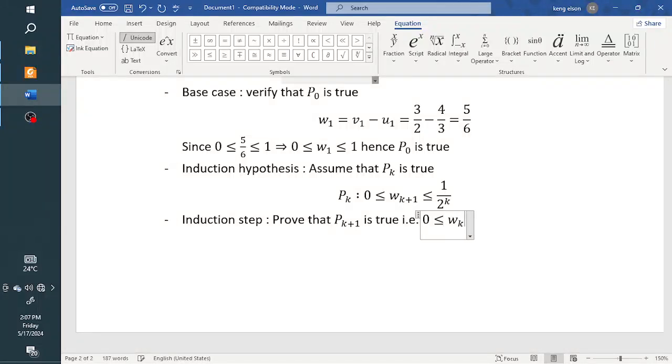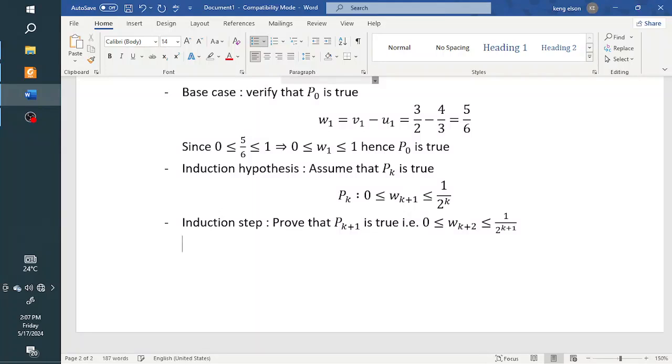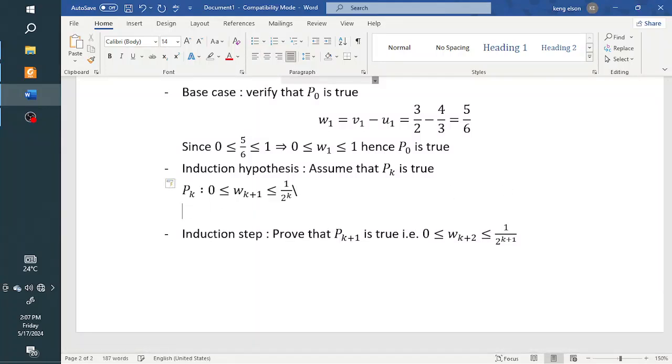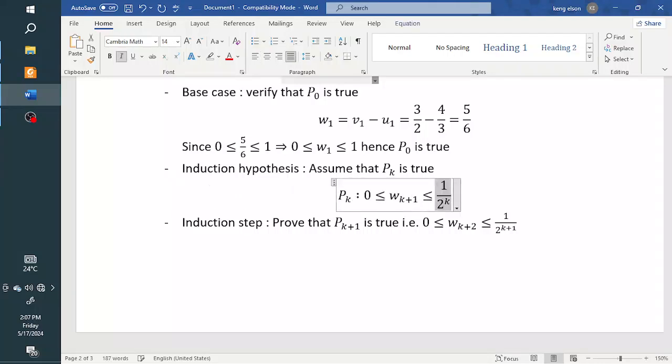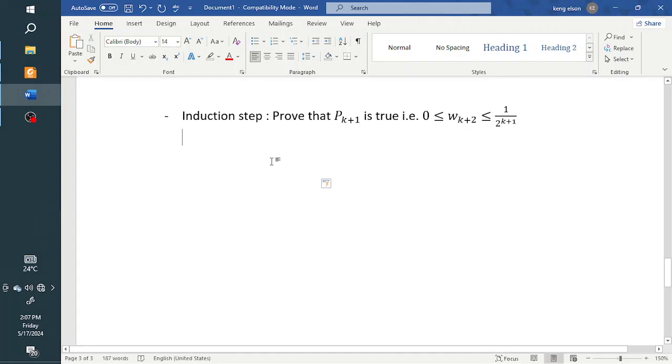So we need to prove that w_{k+2} is between 0 and half. Now I need to replace the n here with k plus 1. Alright, this is what we need to prove. I think we just have to take it to the next page, because there is no space again. So I must begin with w_{k+2}.